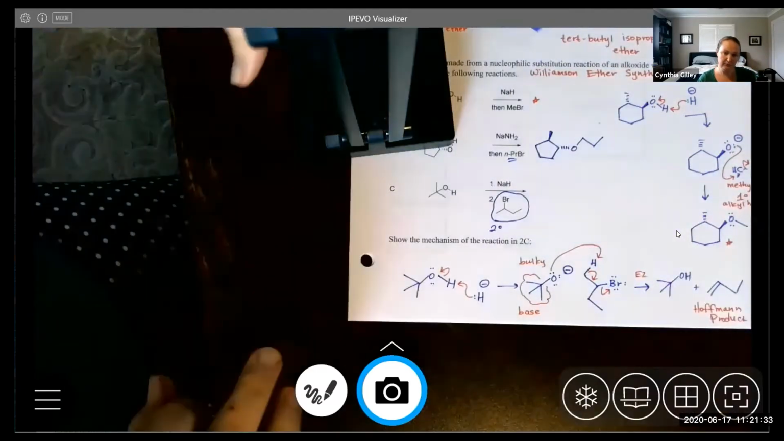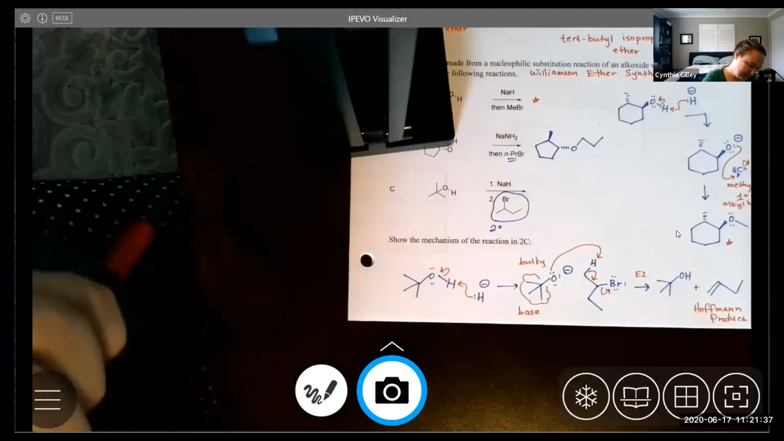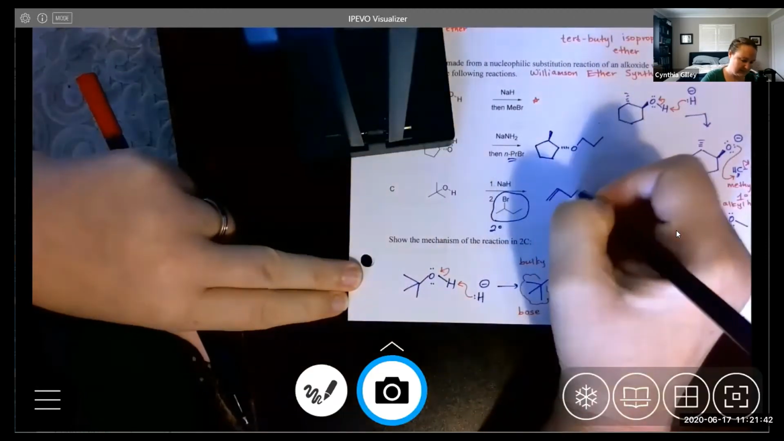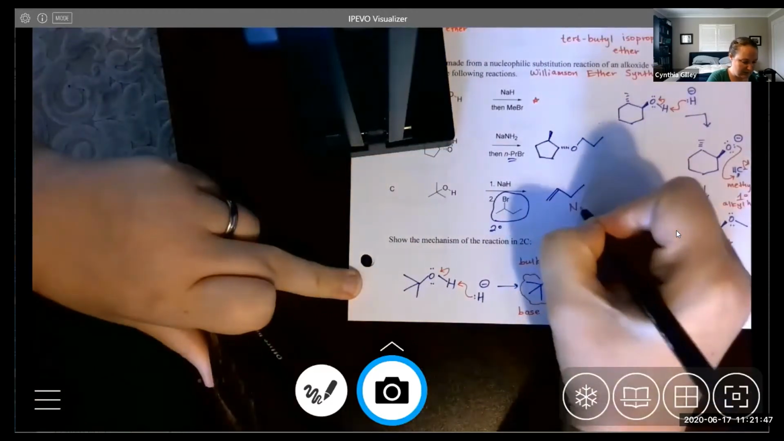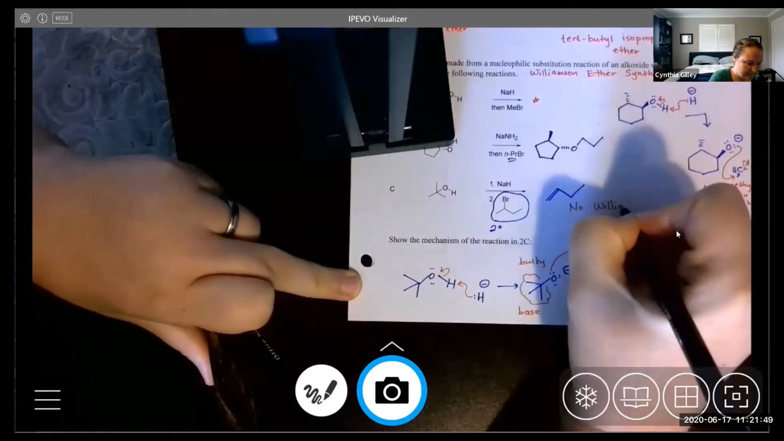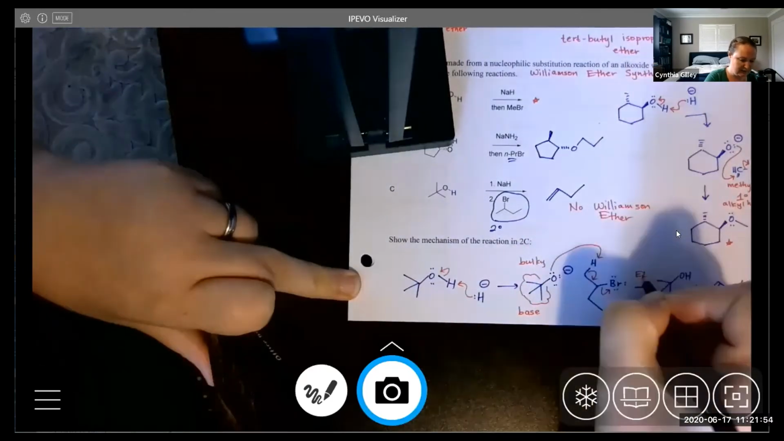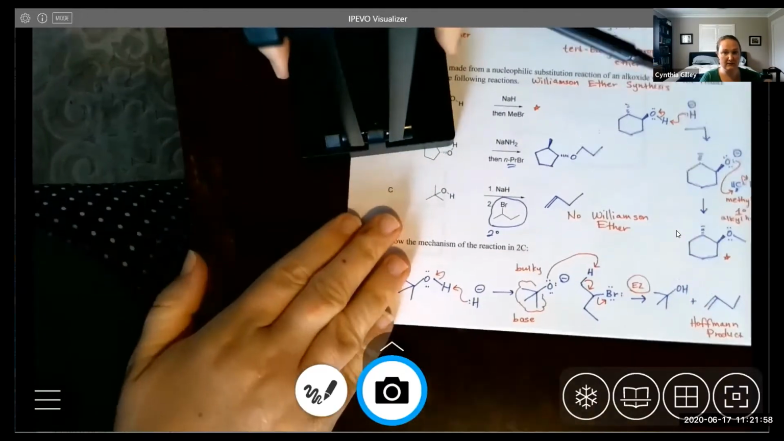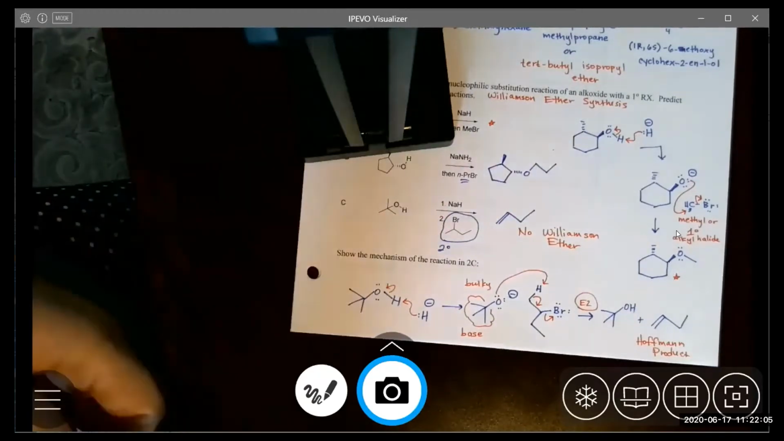Okay, so that's the product, which is not what you might expect. So it did not undergo that. Instead, it just did an E2. Any questions on this? Could it also react with a hydrogen that's on the opposite side? Over here.